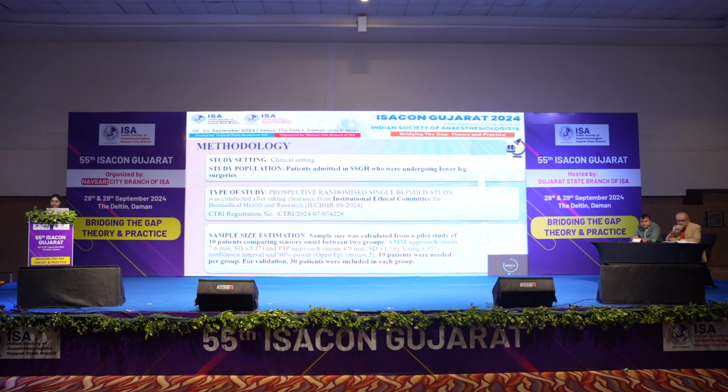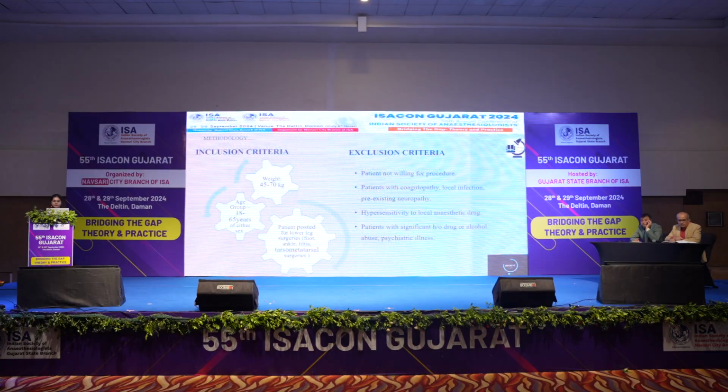After taking clearance from the institutional ethical committee, it was a prospective randomized single-blinded study. Sample size was calculated from a pilot study of 10 patients comparing sensory onset between the two groups using 95% confidence interval and 90% power. 19 patients were needed for each group. For validation, 30% were included in each group.